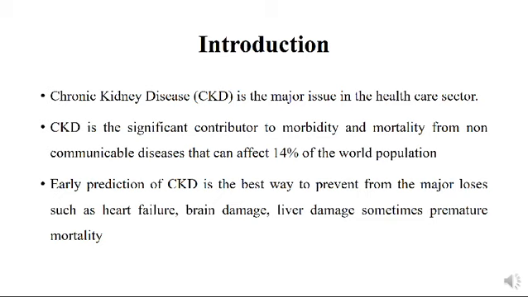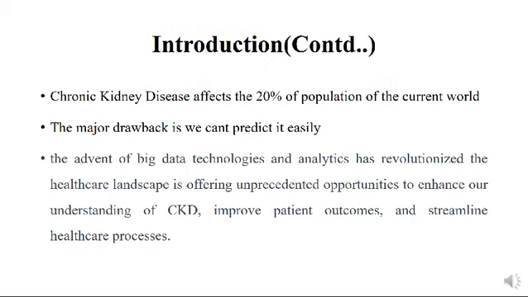So early prediction of CKD is the best way to prevent major losses such as heart failure, brain damage, liver damage, and sometimes premature mortality. CKD affects 20% of the population in the current world. The major drawback is that we can't predict it easily.